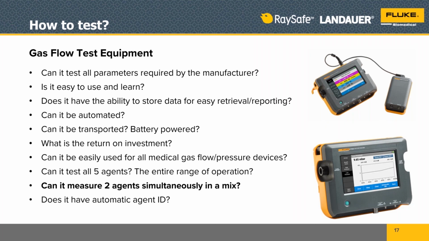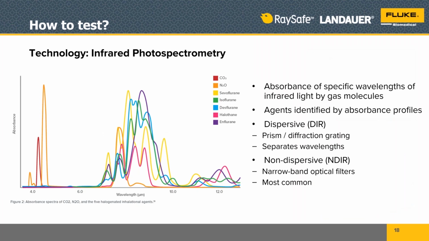So, a little bit about the technology used to look at gases or agents in the flow. The main technology is infrared photospectrometry. The most common one is what's called non-dispersive infrared, NDIR, which uses narrowband optical filters. That's pretty much the technology used throughout, not just test equipment, but also the medical devices. Your side stream sampling devices that are in line with the anesthesia machine are typically NDIR technology as well. What we're looking for is, when exposed to infrared light, what's the absorption of that light in these different agents, and that's how you can determine what agent you have in the mix.